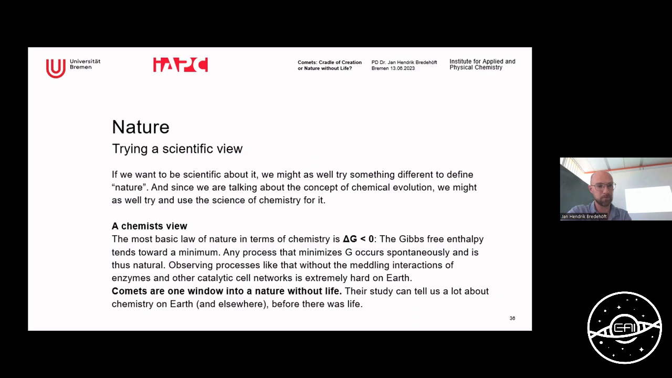Observing processes like that without the meddling interactions of enzymes and catalytic cell networks is extremely hard to do on Earth. There's virtually no space on Earth that has not been touched and tainted by life. So if we really want to look at this kind of nature, comets are one possible window into nature without life. The study of comets, while they might not be immediately relevant to the origins of life, is still very relevant and very interesting, because they can give us a view of what chemistry and nature on Earth and elsewhere looked like before there was life. Plus, comets are also really very cool.